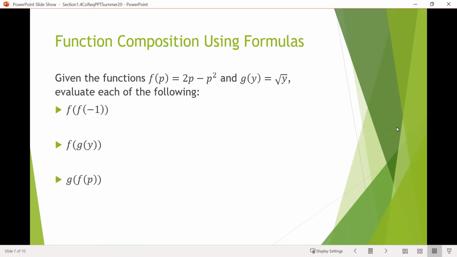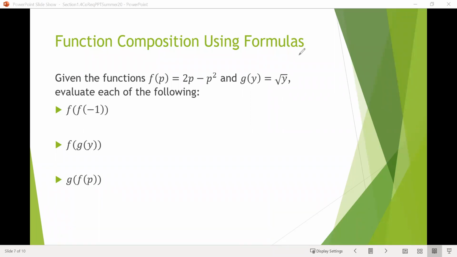All right, so we're continuing on with our study of function composition. We've already looked at function composition with regards to both tables and graphs. So now let's look at function composition using formulas. Even though now we're using formulas instead of graphs or tables, this is still done the same way.